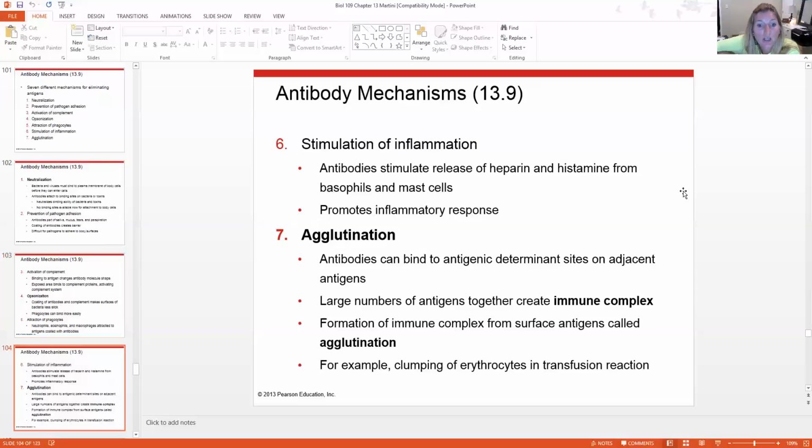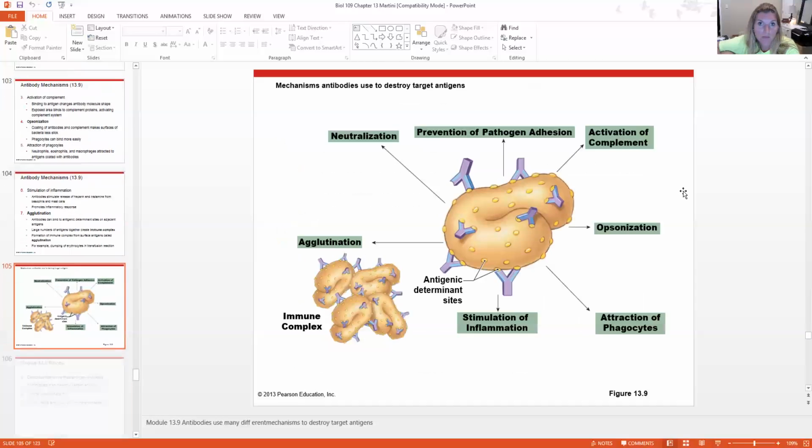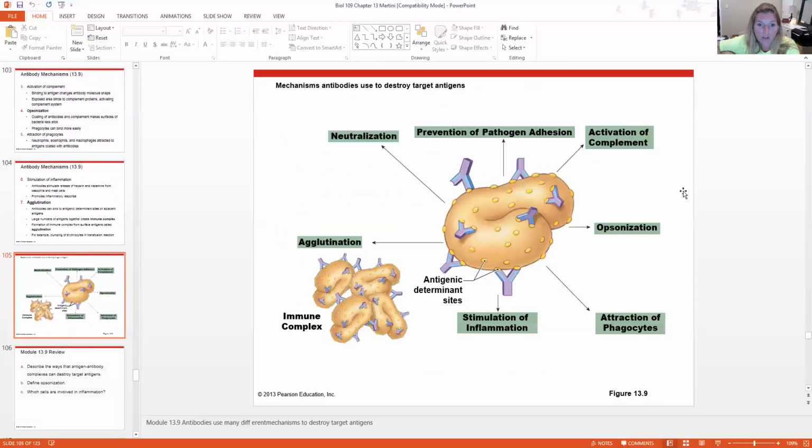And agglutination is when a large number of antigens together create what's called an immune complex. And this is going to form that agglutination process that we saw. It's basically clumping of the antibodies around the antigen. So there's agglutination, and then all of the antigens tend to clump together also. So all of the bacteria start to clump together.